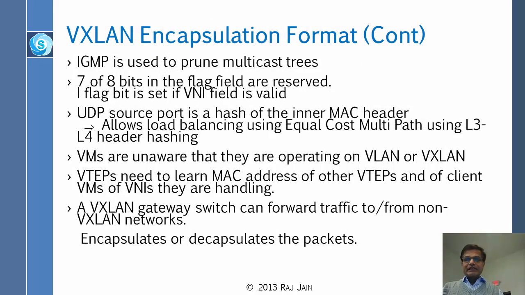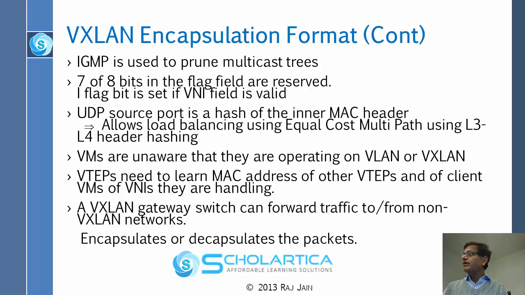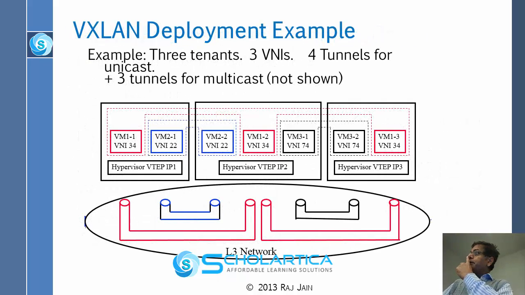VMs are unaware that they are operating on a VLAN. They don't see any of that part. And VTAP needs to learn the MAC addresses of other VTAPs, other switches. A VXLAN gateway switch can forward traffic to and from non-VXLAN networks. I haven't shown you the gateway here, but there could be another node here which would be a gateway. If there's something which is non-VXLAN, then it will come to that router and then come here.